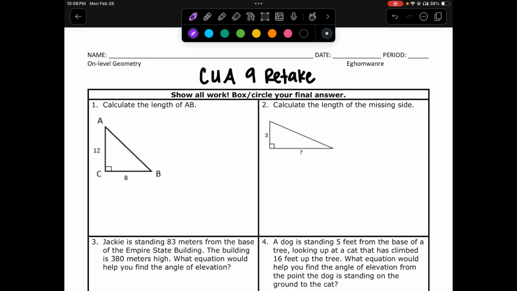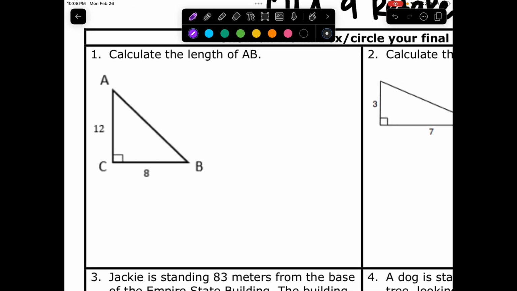CUA 9 retake. Number 1. Calculate the length of AB. Since there are no angles marked except for the 90-degree angle, we can safely use the Pythagorean theorem. That would be the hypotenuse, or C. That would be side A, that would be side B.